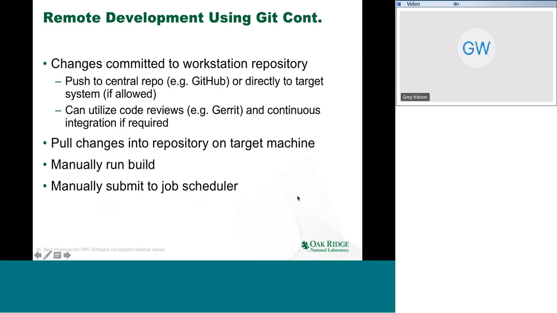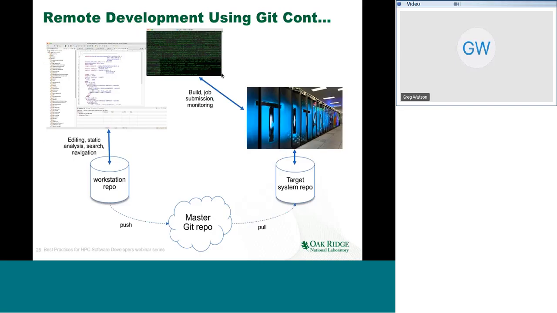And so we now use the GitHub repository as our means of transferring changes from your local machine to the remote machine. So if you edit the code locally, you then push those changes to the central repository through a commit and then push, and that can take advantage of code reviews and Gerrit and things like that if you want to do that. And then on the remote machine, you pull the changes onto the target machine, manually run the build, and then manually submit it to the job scheduler.